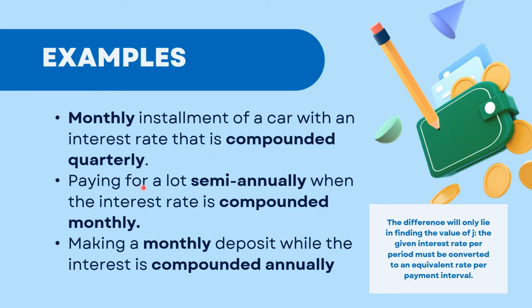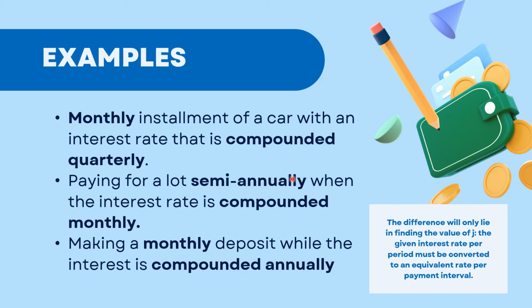Here are some examples of general ordinary annuity. So monthly installment of a car with an interest rate that is compounded quarterly. Yan. So, monthly ang pagbabayad, pero ang iyong compounding period is quarterly. So, magkaiba sila. Paying for a lot semi-annually when the interest rate is compounded monthly.